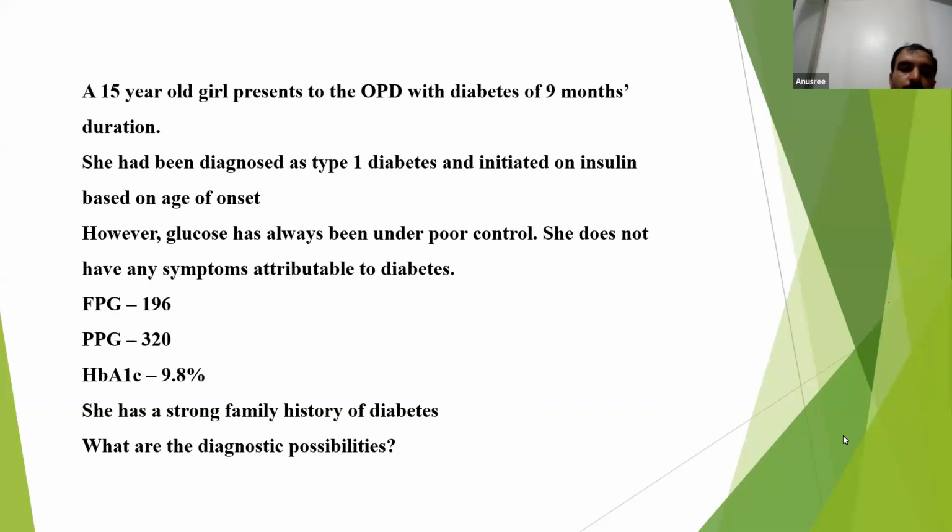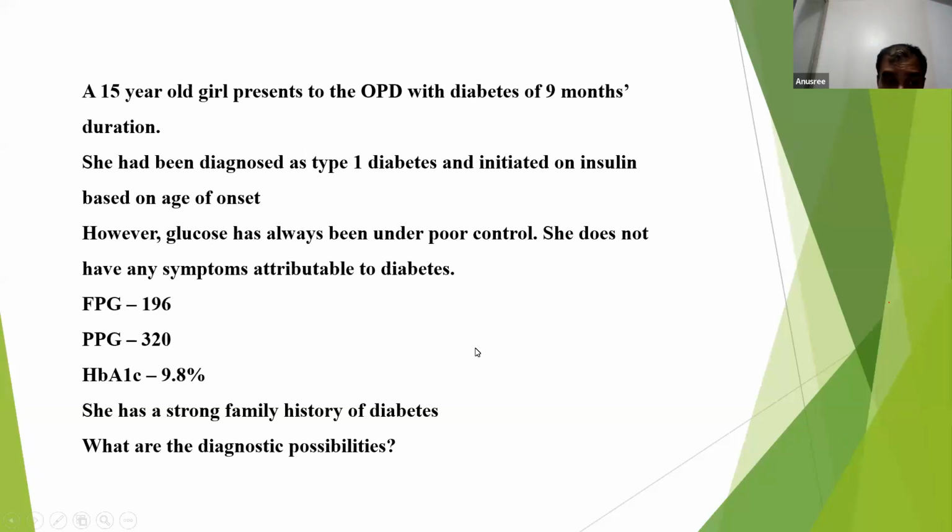This is a 15-year-old girl who presented to our OPD with 9 months of duration of diabetes. Because her age was 15, she was treated as type 1 diabetic and was initiated on insulin. But her sugar values are still high. She's having an FBS of 196 and PPBS of 320. HbA1c is very high. Here, we have to take a family history and go.